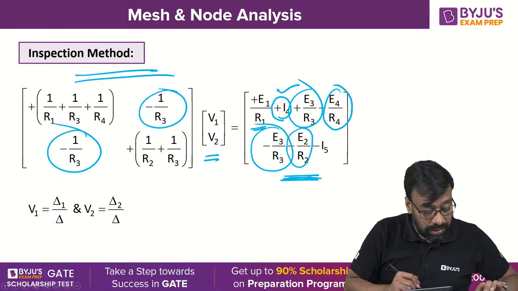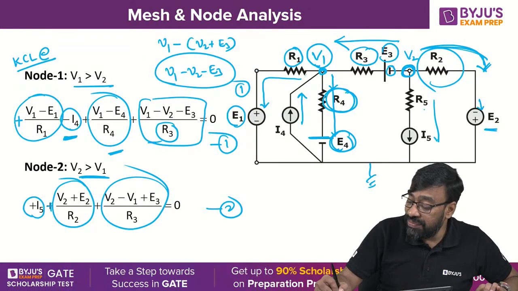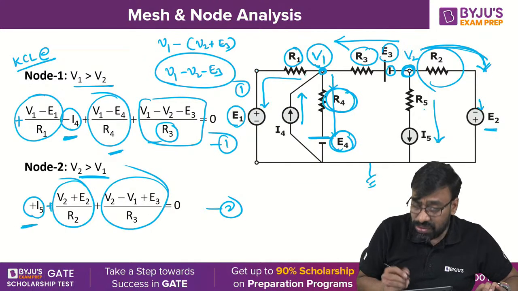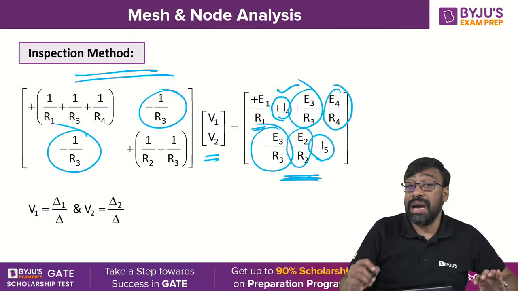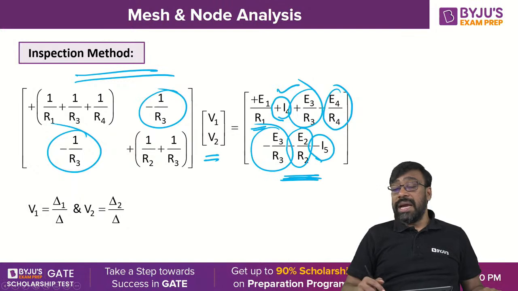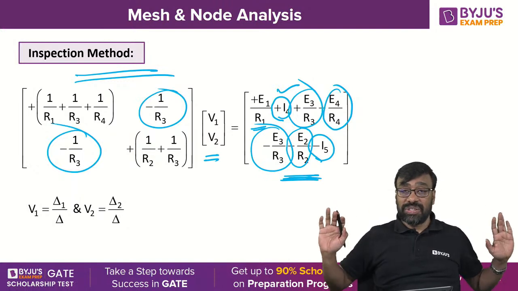Okay. Then current I5 is leaving. Usually I5 leaving means positive on the left side, but I am moving it to the right side, so minus I5. I have to remember it. This is called inspection method.